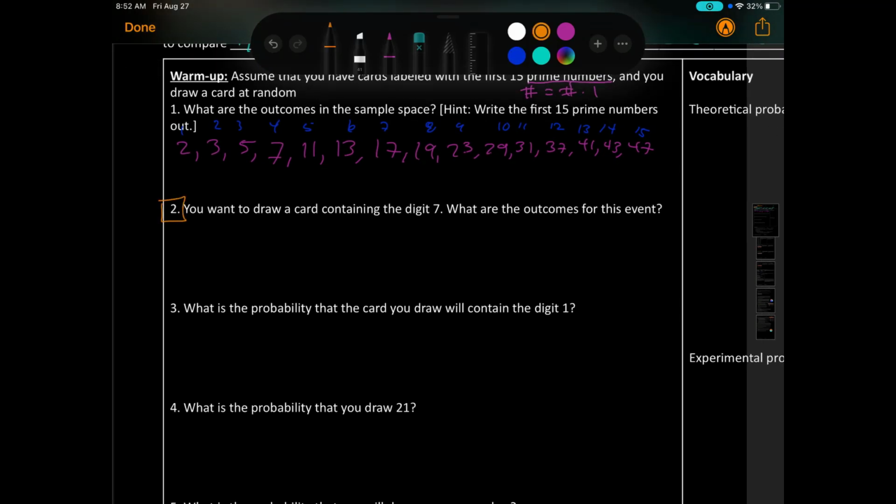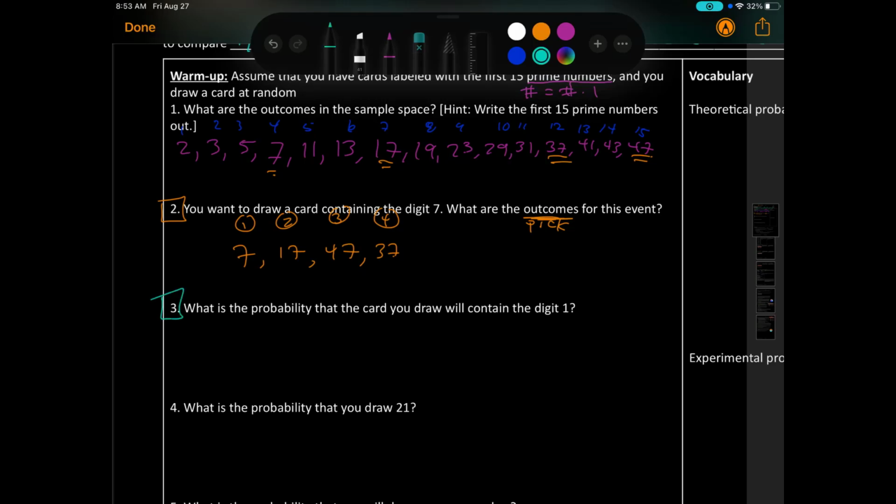Okay, number 2. You draw a card containing the digit 7. What are the outcomes for this event? Outcomes are which ones I can pick. So which ones have a 7 in it? There's 7, there's another one, 27 and 47. And I missed one, 37. So 4 of these contain the digit 7.